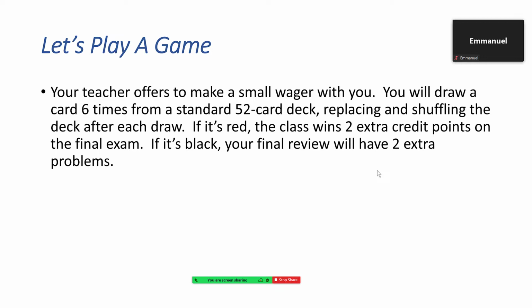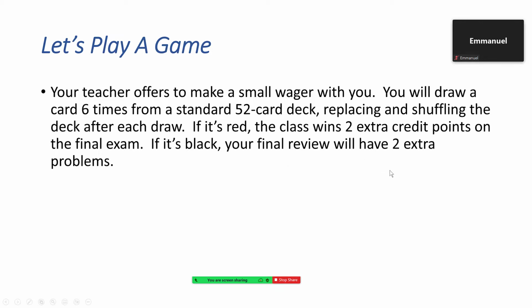Let's say we are in class and I ask you to draw a card 6 times from a deck of cards. We saw in chapter 5, decks of cards have half red cards, half black cards. And every time you draw the card, you replace the card, shuffle it back up, so you have the same probability, 1/2 every single time. If you draw red, the class wins 2 extra credit points. But if you draw black, you're going to have extra problems on your review for the final.